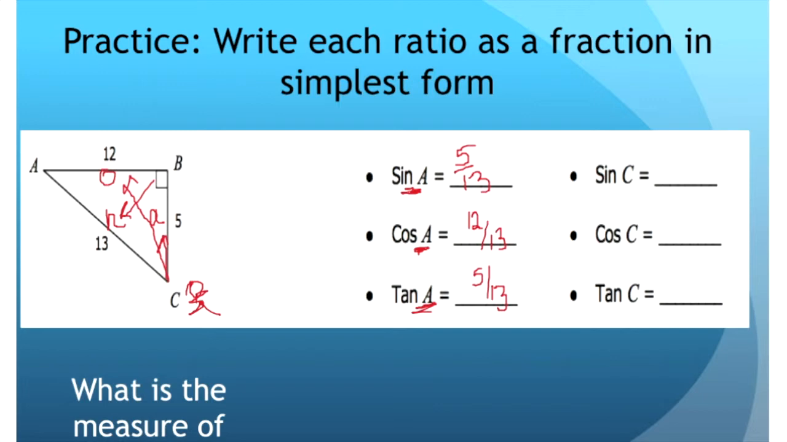Okay, so sine of C is opposite over hypotenuse, so that's 12 over 13. Cosine is A over H, so that's going to be 5 over 13. Tangent is O over A, and so that's going to be 12 over 5. Okay, so we went from letters to numbers, and now we're about to problem solve.